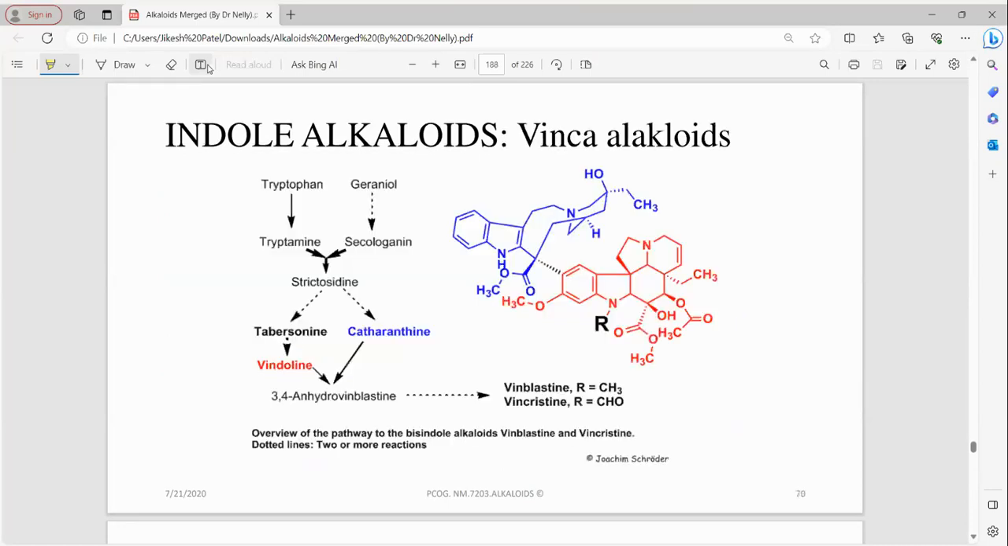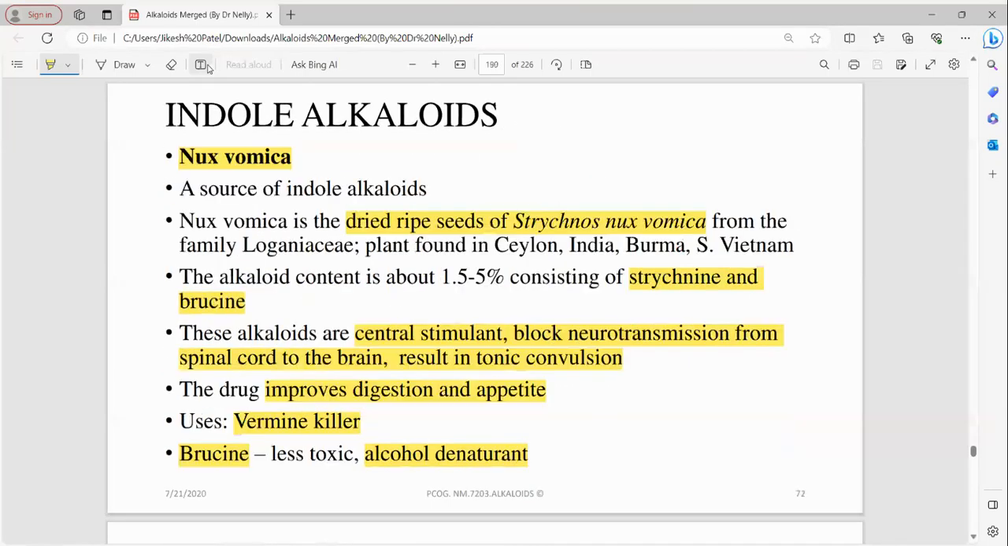Then the other one we saw next was strychnine. We saw the source was Nux vomica. It stimulates the CNS, but it also interrupts transmission between the brain and the spinal cord. So it can be used as a poison. That's not a drug to play around with.